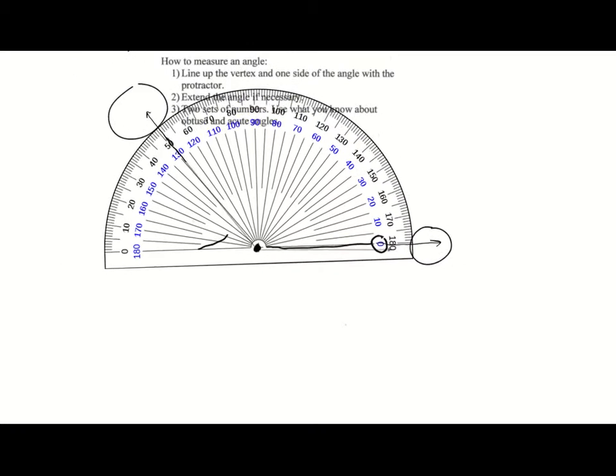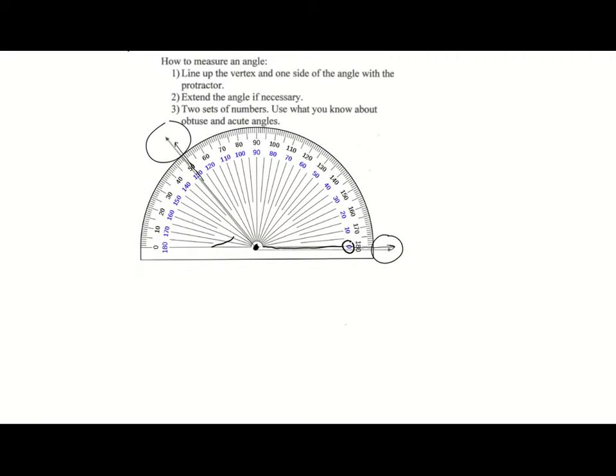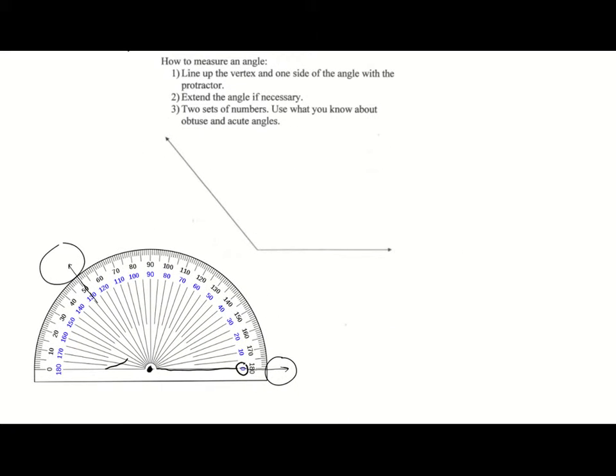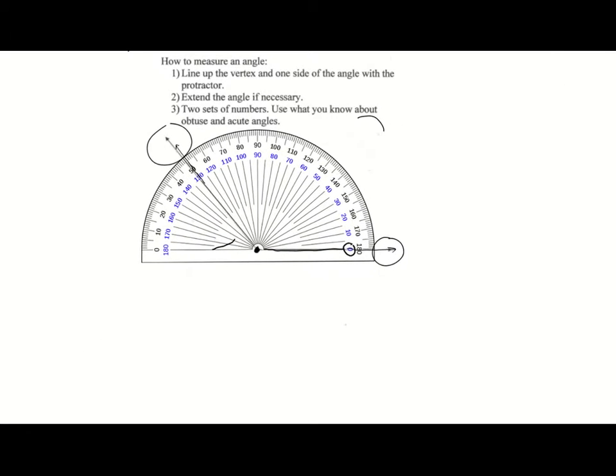And our last step is there are two sets of numbers. Use what you know about obtuse and acute angles. So if we take this protractor away, if we look at this angle, you can see that it is greater than 90 degrees. Right? 90-degree angle is a right angle that looks like this. So we have an obtuse angle. This means it's going to be more than 90 degrees. So let's erase that line. Move our protractor back here.